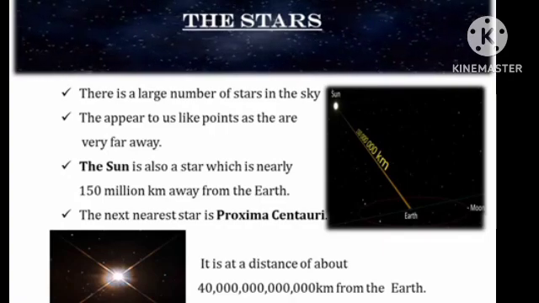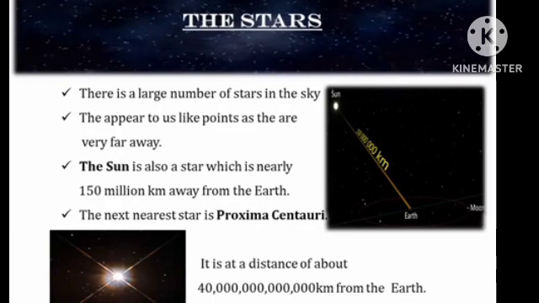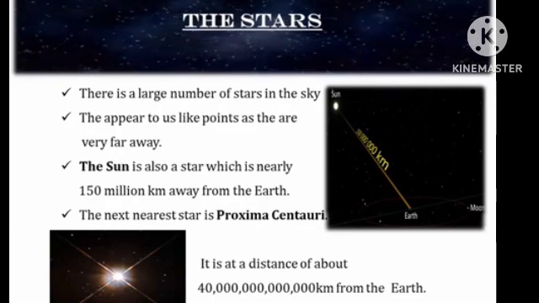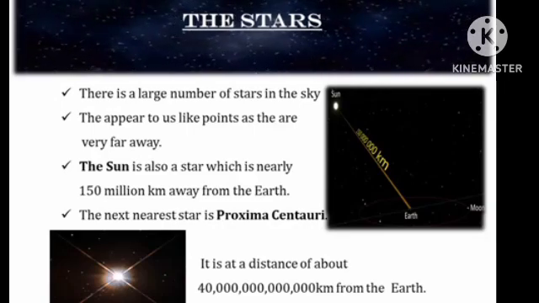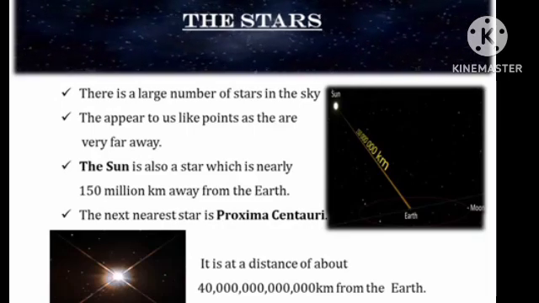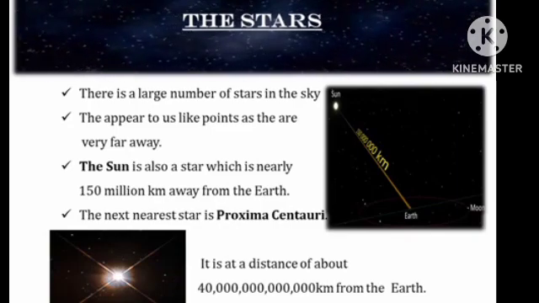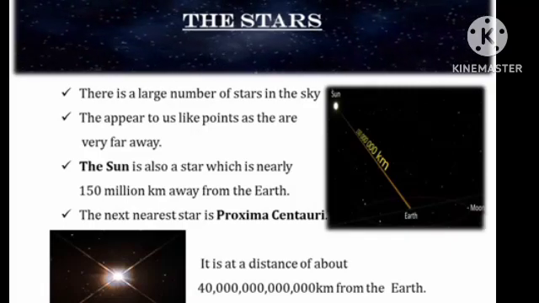This can be understood by a simple example. If you place a football near to you, it appears bigger. Whereas if we place a football about a distance of 100 meters away, it appears smaller. Similar is the case of stars. The stars are millions of times farther away than the sun. Therefore, the stars appear as small points as compared to the sun.